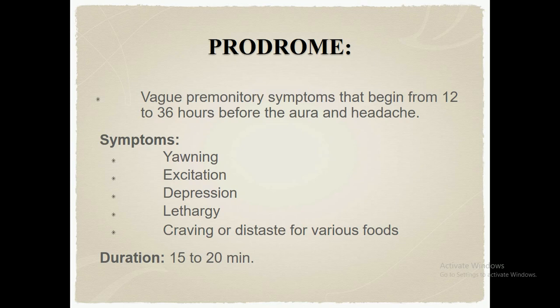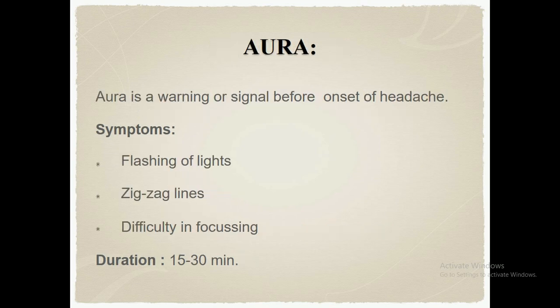The second one is excitation. This is another classical sign and symptom of prodrome. The third one is depression, and the fourth one is lethargy. Lethargy means sluggishness, and there may be slow craving or distaste for various foods. The normal duration for prodrome is 15 to 20 minutes. It's not for a longer period of time.